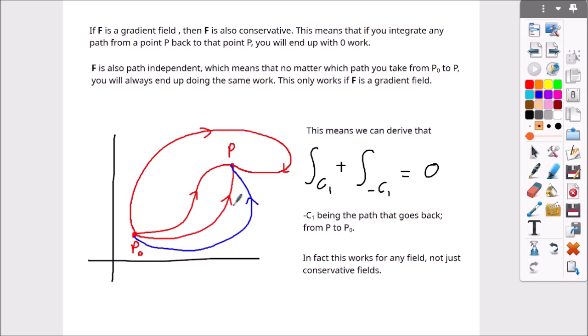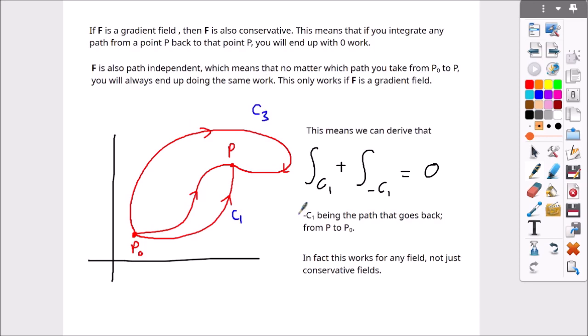So you always get 0. But for conservative fields, that's not the case. For a conservative field, that is the case, but it's a lot more than that. If you go, for example, on this path, C1, and then you go on this path back, C3, you will get 0. Because that's what it means to be conservative.